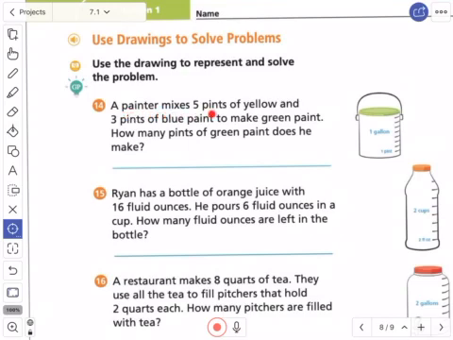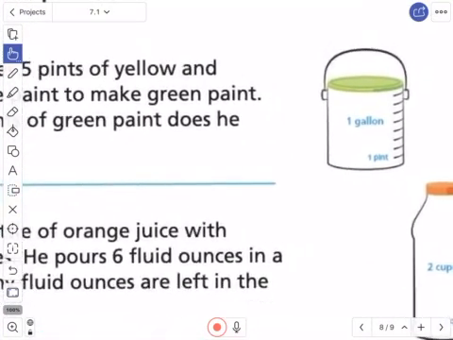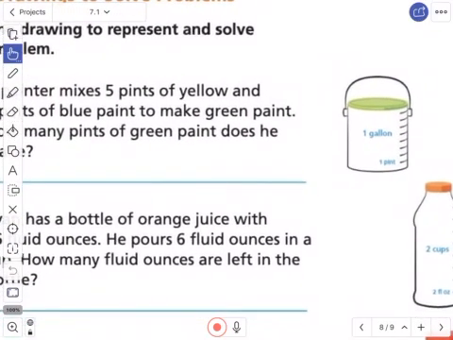A painter mixes 5 pints of yellow and 3 pints of blue paint to make green paint. How many pints of green paint does he make? So if you look over here, there's actually a little scale. Right here it says 1 pint. The whole thing is a gallon, if you take this whole gallon of paint, but each of those little tiny lines would equal 1 pint.